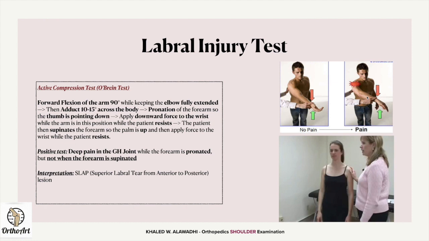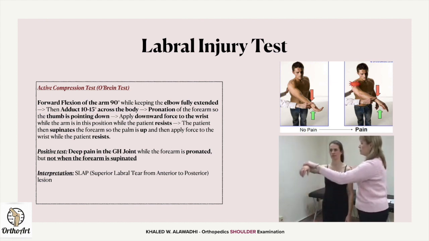With the arm in this position, the patient resists. Then the patient supinates the forearm, with the palm up, and you apply a force on the wrist while the patient resists. Usually a positive sign is when the patient, in the pronated forearm position, has a deep pain in the glenohumeral joint, but not when they supinate. This means there's an injury at the SLAP lesion, or some people call it the superior labral tear from anterior to posterior. A more sensitive test for labral tears is O'Brien's test.